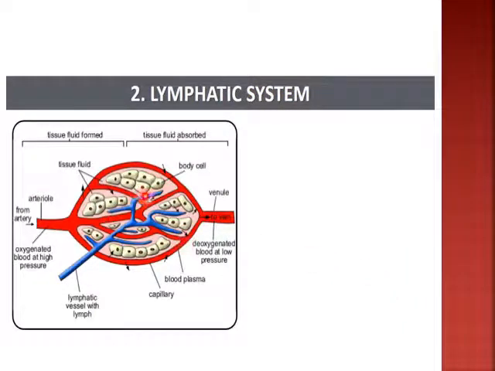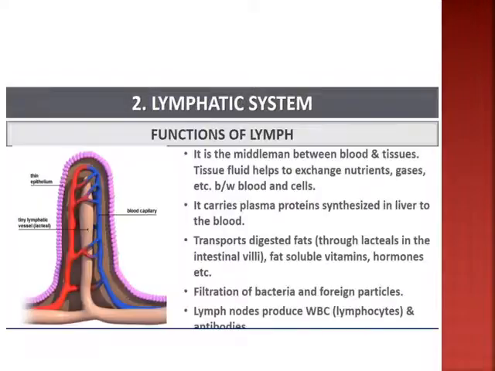So here you can see the tissue fluid absorbs from the body cells. They have an interstitial fluid which is present in the tissues and it carries the oxygenated and deoxygenated blood back to the veins. Function of the lymph: it is the middleman between the blood and the tissue. Tissue fluid helps in the exchange of nutrients and gases between the blood and the cell.